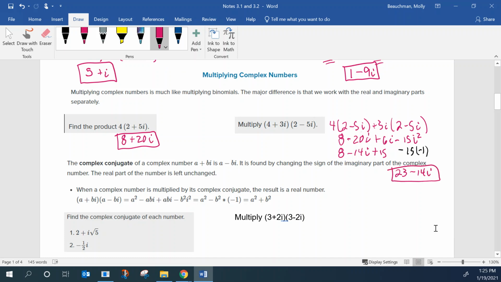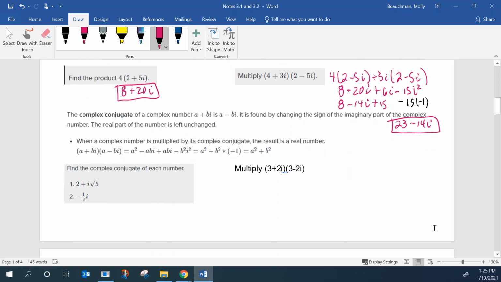All right, last idea for complex numbers is something called a complex conjugate. The complex conjugate of a number a plus bi is a minus bi. It's found by changing the sign of the imaginary part of the complex number. The real part of the number is left unchanged. So find the complex conjugate of each number. If we have 2 plus i square root of 5, we make the imaginary part the opposite sign: 2 minus i times the square root of 5. If we have negative 1/2 i, then the conjugate is positive 1/2 i.